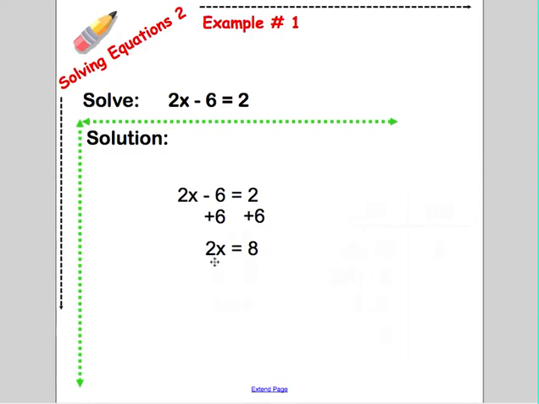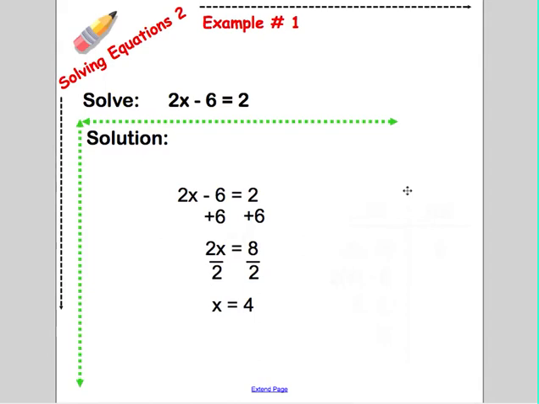Next is my second step. I have to get rid of my attached value of 2. Yesterday we learned to eliminate a value attached by multiplication, we divide. We'll use that same idea today. And what we do to one side, we must do to the other. So 2x divided by 2 is equal to 8 divided by 2. When we simplify, we find our answer. X is equal to 4.